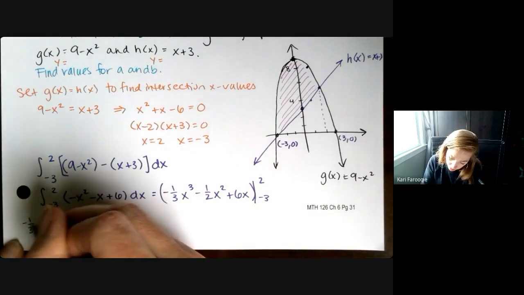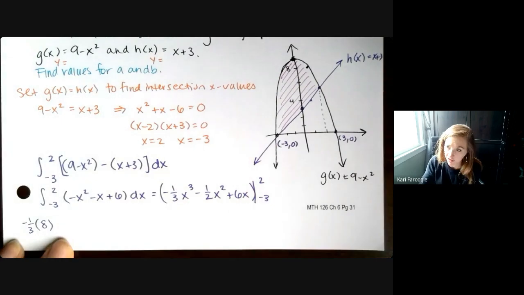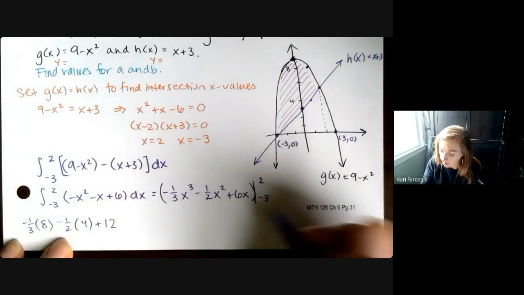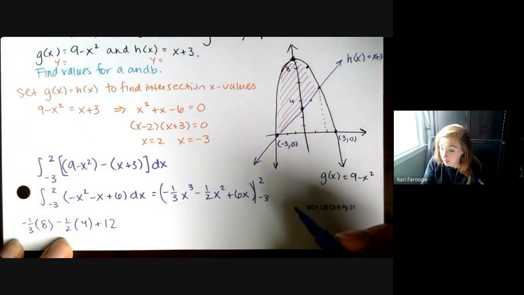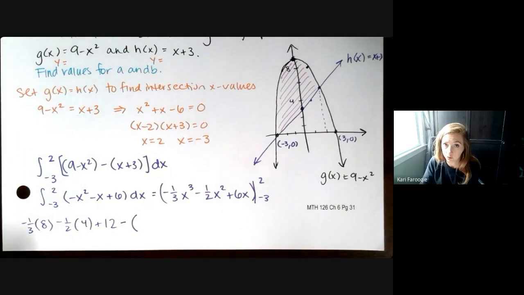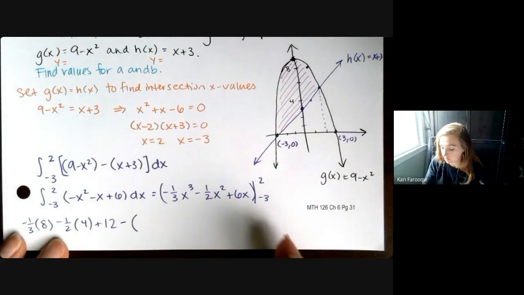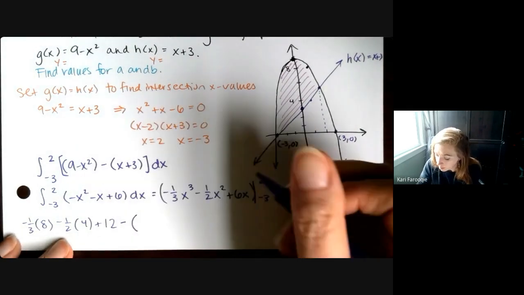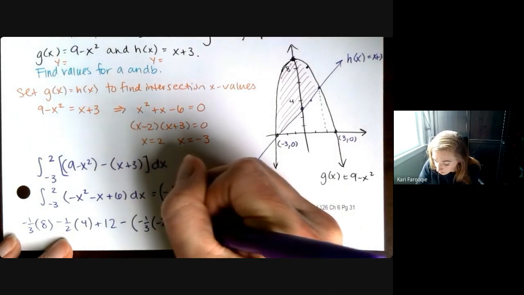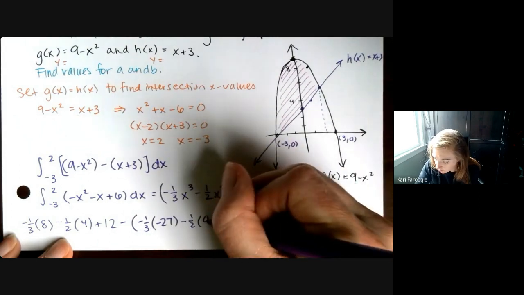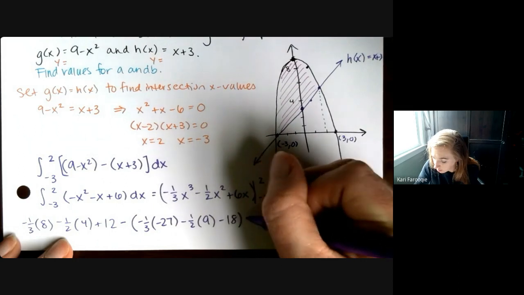So I have -1/3 times 2 cubed, which is 8, minus 1/2 times 2 squared, which is 4, plus 6 times 2, which is 12. And then when I take off my lower limit, I'm going to be really careful here because remember, I'm subtracting off the whole thing. You might have other ways that you usually do this. I tend to change the sign every time I take off my lower limit, but in this case, I'm just going to distribute. So I have -1/3 times -27 minus 1/2 times +9 minus 18.